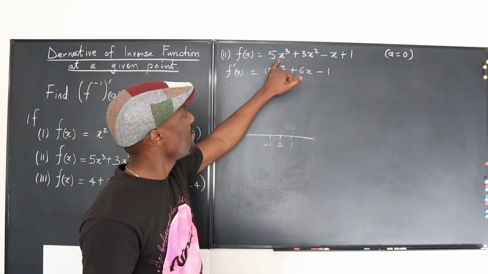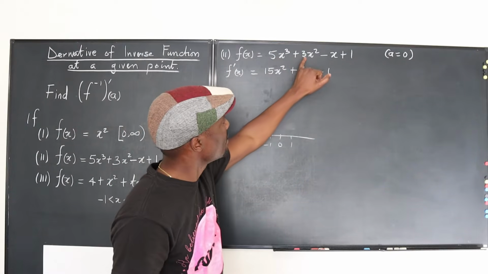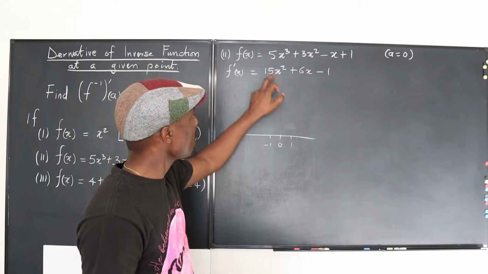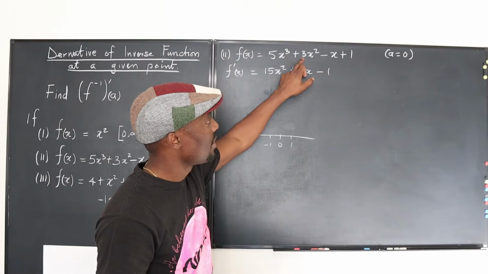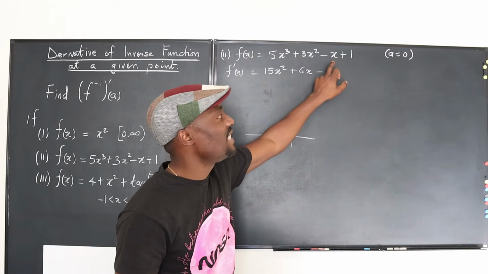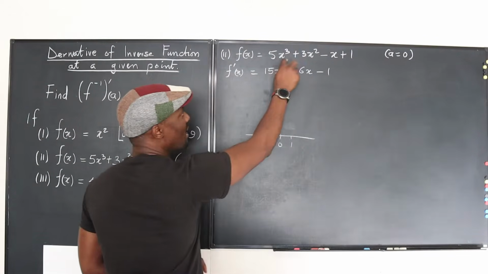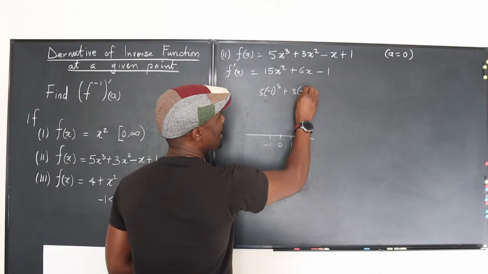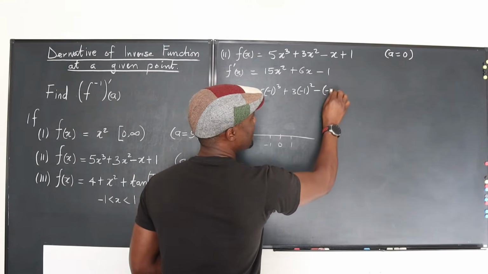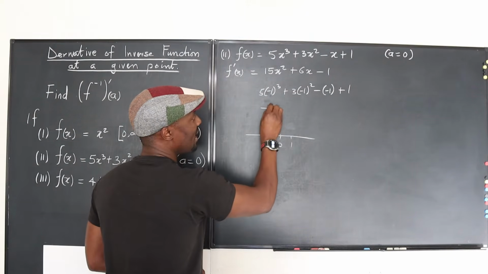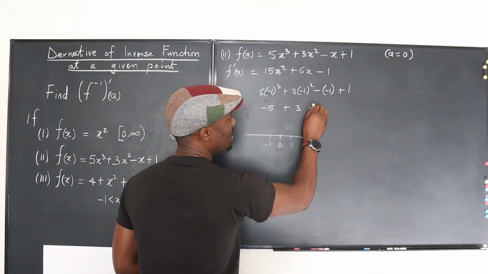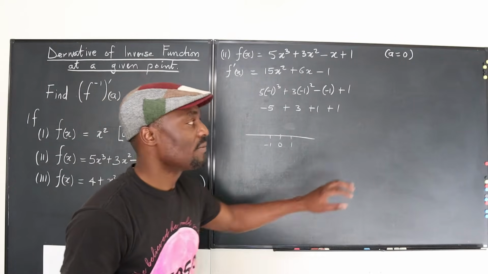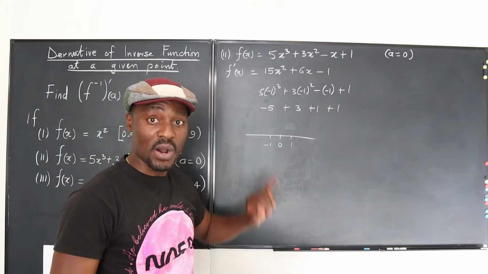If I plug in 0 here, everything that contains x is going to turn to 0. So this is 0, 0, 0, plus 1. No, we want 0. Okay, let's try positive 1. This is going to be 5 plus 3 minus 1 plus 1. No, that's 8. But we want 0. Let's try negative 1. This is going to give you 5 times negative 1 cubed, plus 3 times negative 1 squared, minus negative 1, plus 1. So this gives us negative 5, this gives us 3, this gives us plus 1, this gives us plus 1. So it's negative 5 plus 5. That gives us a 0. So for you to get a 0, you need to plug in negative 1.